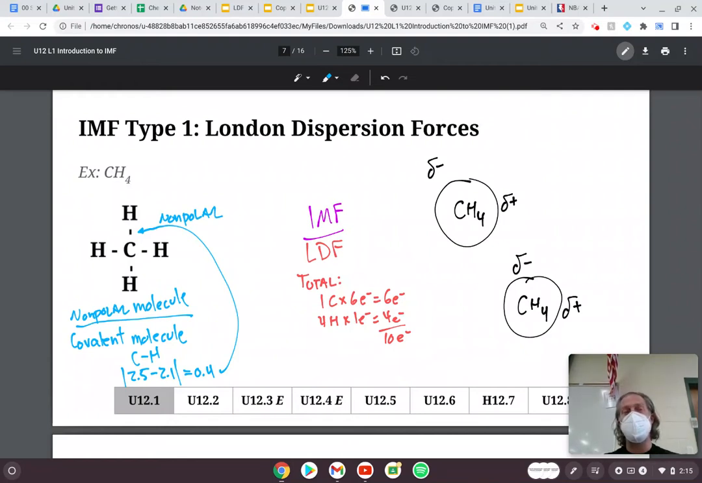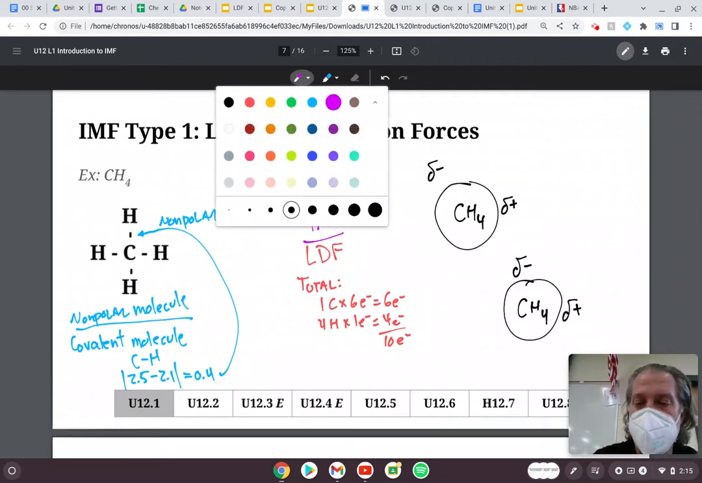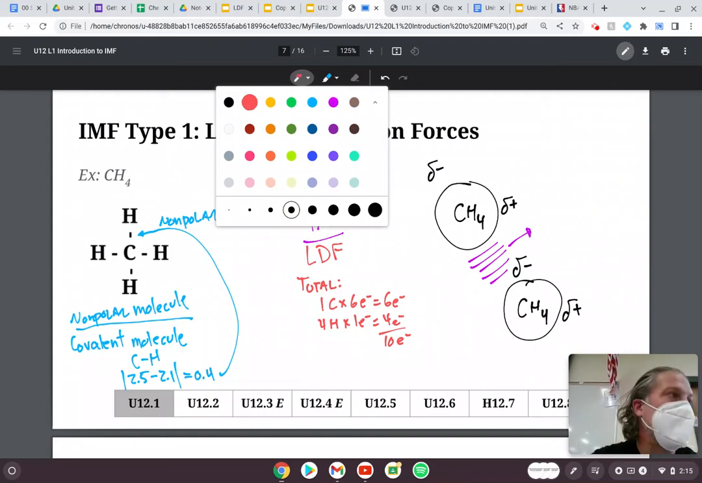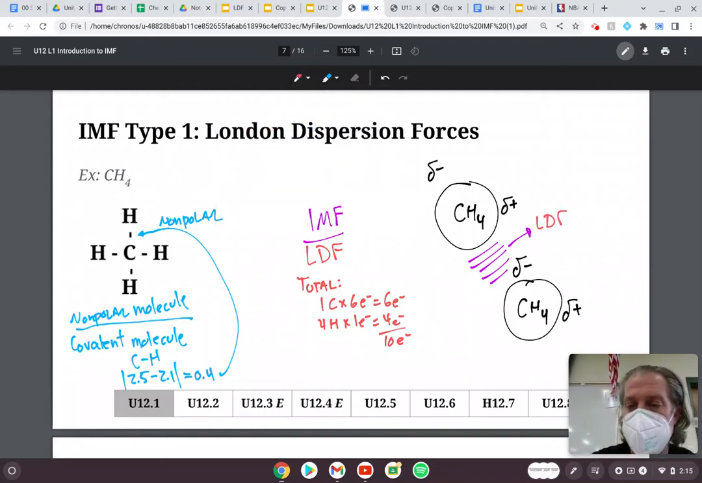And the reason why it's important is because opposites attract, right? So I'm going to end up with these bars of attraction, right? So these bars of attraction are an indication of the London dispersion force attraction. So that's London dispersion forces.